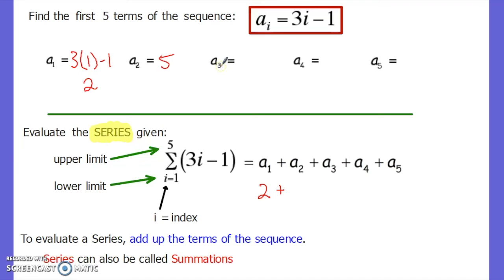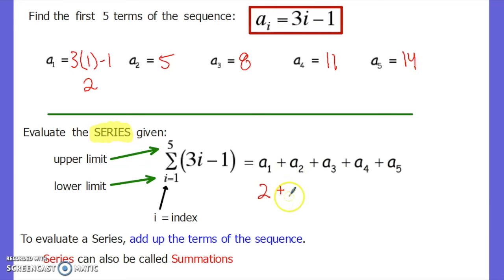And do the same thing for a sub 3, 4, and 5. So plug in 3: 3 times 3 is 9, minus 1 is 8. 4 times 3 is 12, minus 1 is 11. And 5 times 3 would be 15, again minus 1 would be 14.